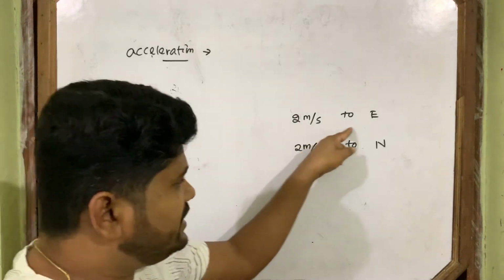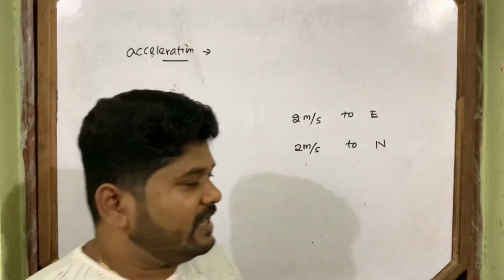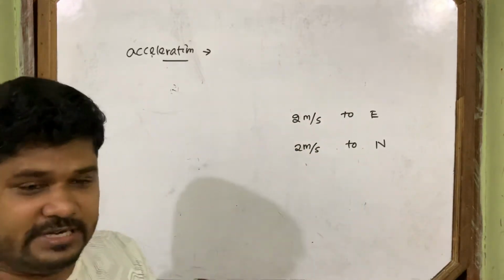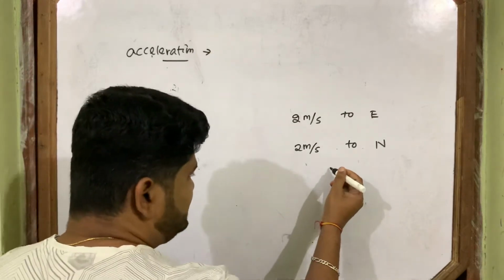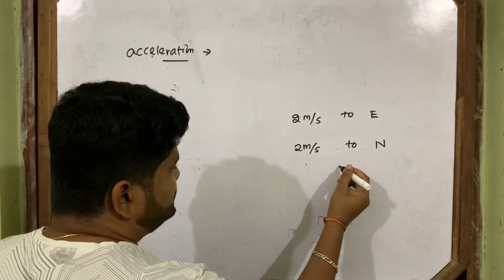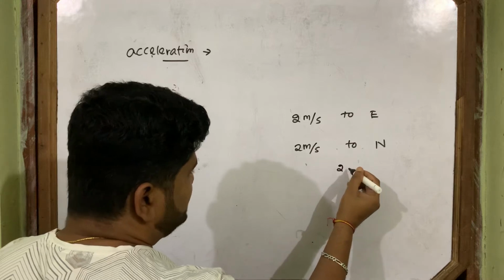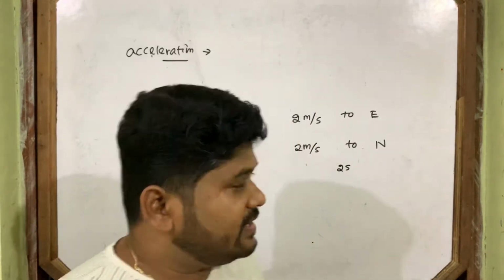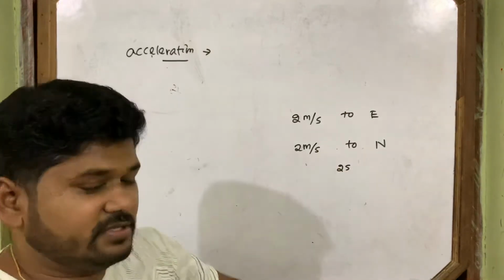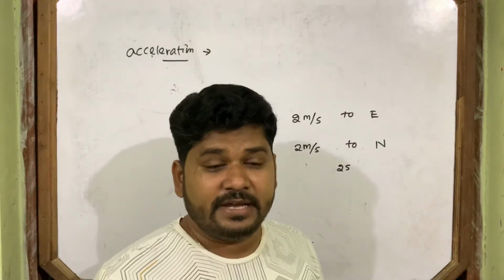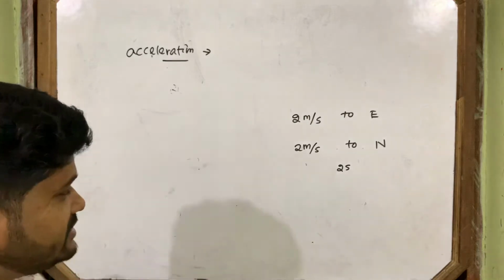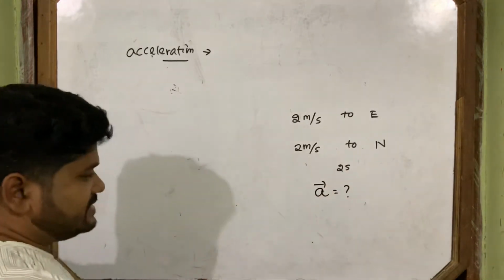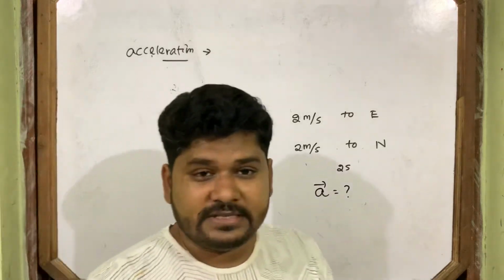Suppose you are going 2 meter per second to east and you turn your vehicle to north, but the speed is still 2 meter per second. Within how much time? Let's take the time as 2 seconds. Within 2 seconds you change the direction of your vehicle from east to north. My question is, calculate the acceleration. How will you calculate it?